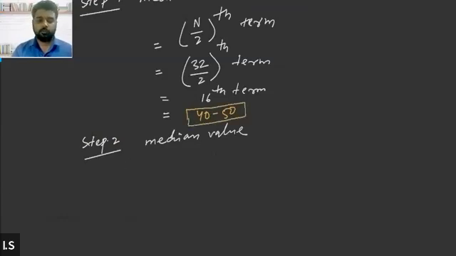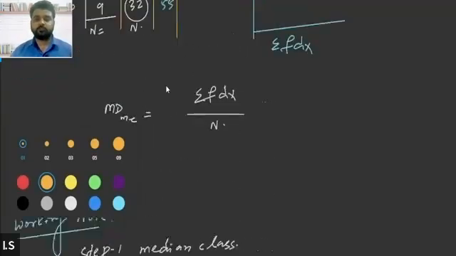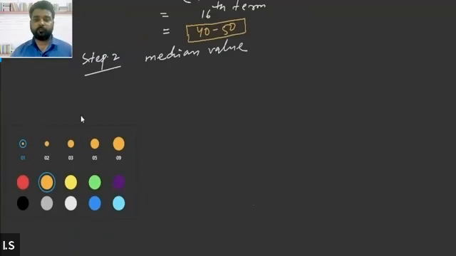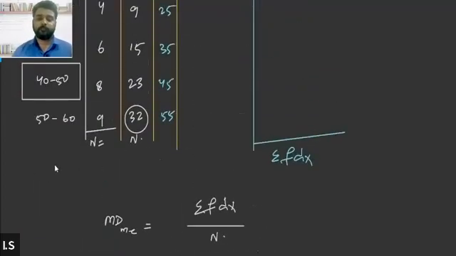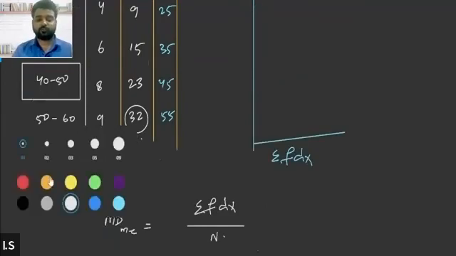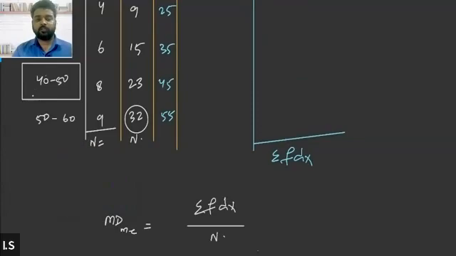Yes, sir. Okay. After finding out the median class, we will now write down the formula for median value. The formula is median equals L1 plus n upon 2 minus cumulative frequency, divided by f, into i. This is the formula for calculating median value in case of continuous series. So what do we mean by L1? L1 basically means the first item of the relevant class interval. The relevant class interval is 40 to 50, so the first item of this class is called L1, right?